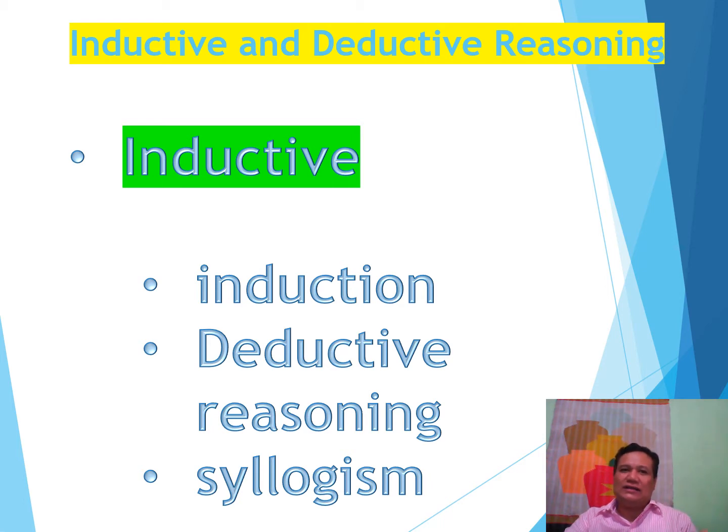Under this one, we have inductive reasoning. It starts from specific observations, of course, or sensory experiences, and then develops a general conclusion from them. And we have deductive reasoning. It begins with a general statement and through logical argument comes to a specific conclusion. And we have syllogism. Syllogism is the simplest form of a deductive argument.